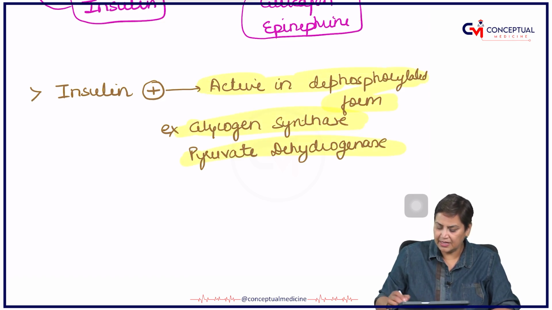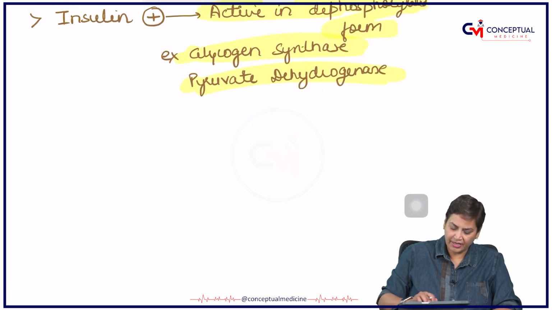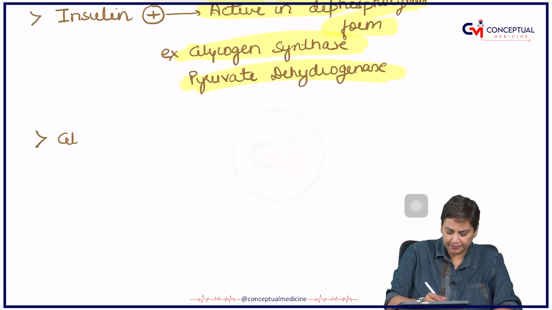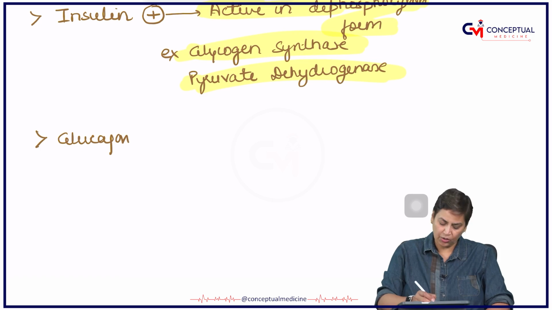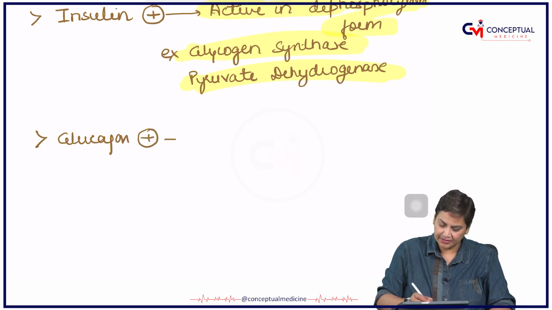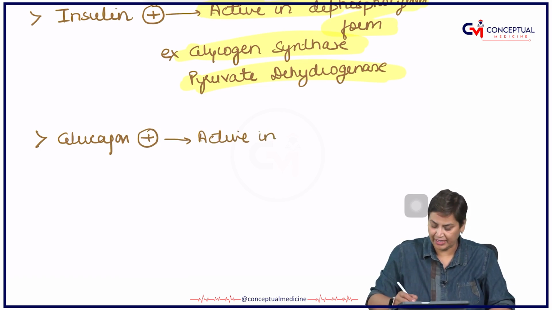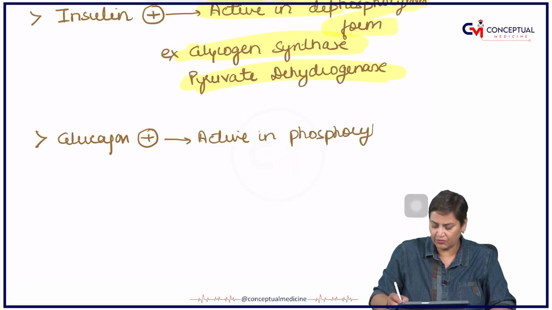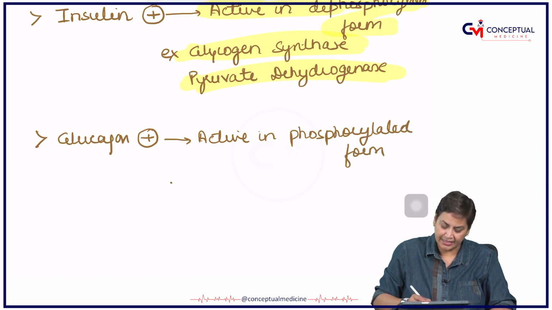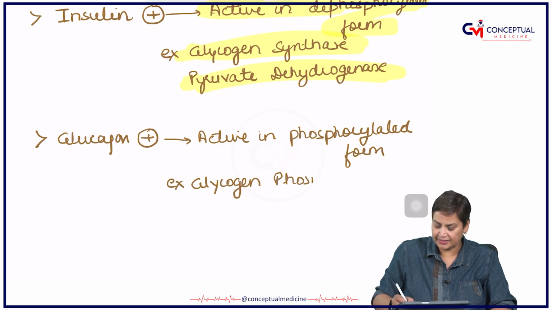Glycogen synthase and PDH. And on the contrary, if we talk about glucagon, glucagon is going to activate those enzymes which are active in their phosphorylated state. So I hope now you have understood the difference between phosphorylated and dephosphorylated form. An example is simple. The most important example is glycogen phosphorylase.